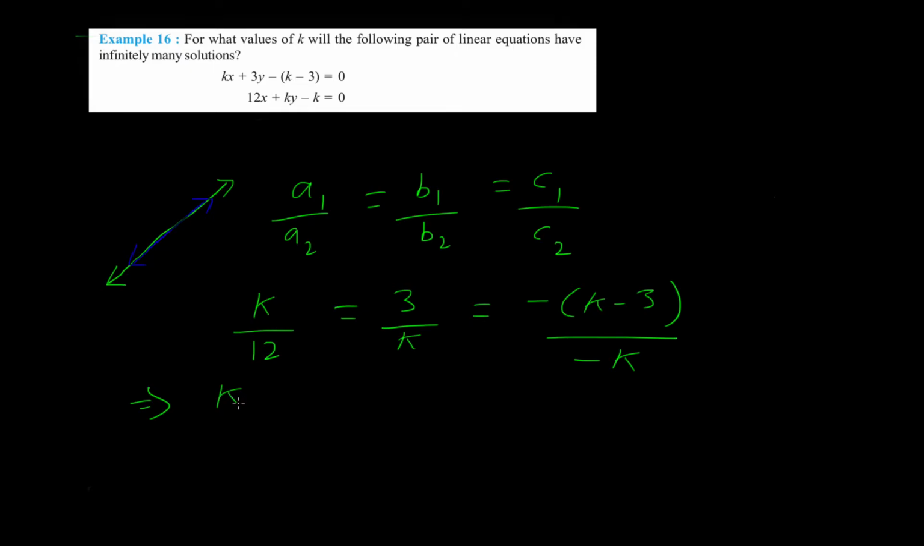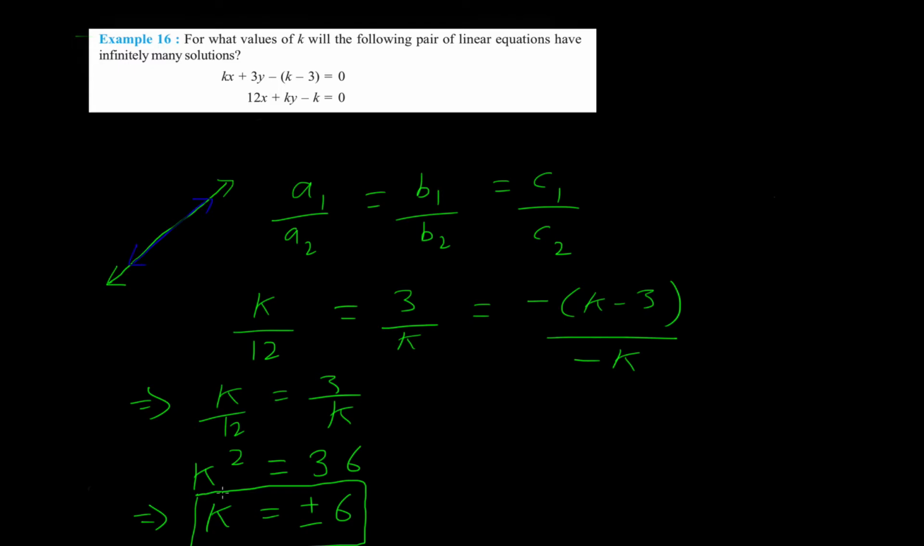Okay, so first let us take this equation. So what do we have? K by 12 is equal to 3 by k, which implies k square is equal to 36. Therefore, k can be either plus 6 or minus 6. 6 square is 36, minus 6 square is 36. So k can be either plus 6 or minus 6.